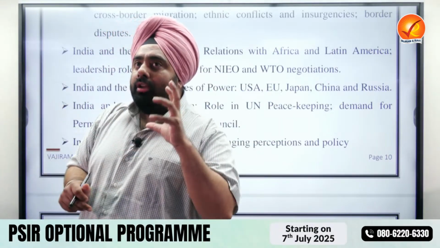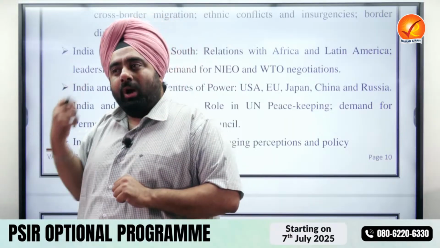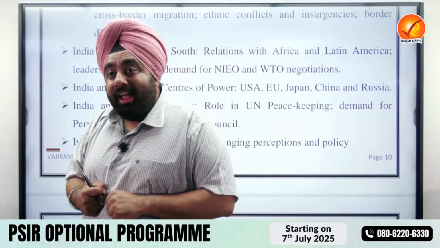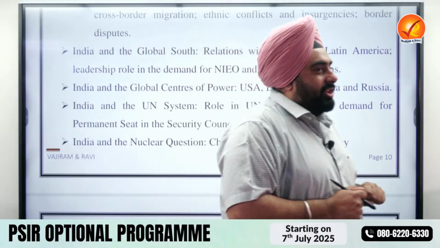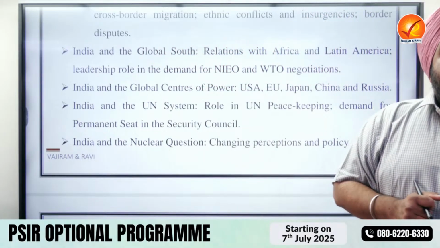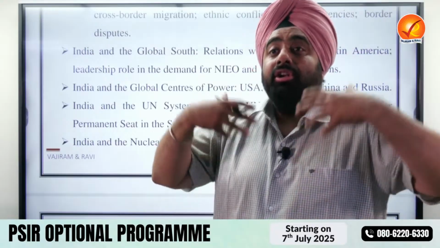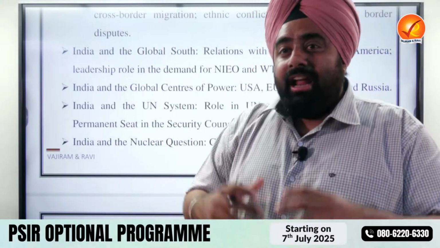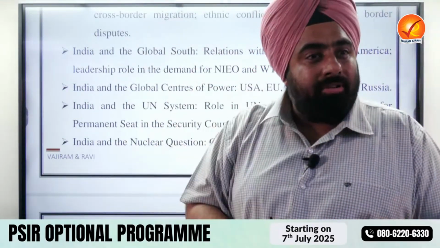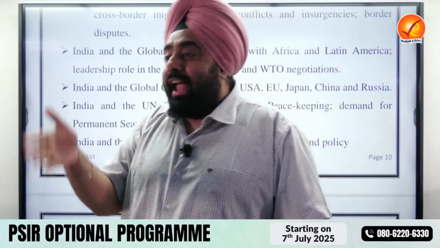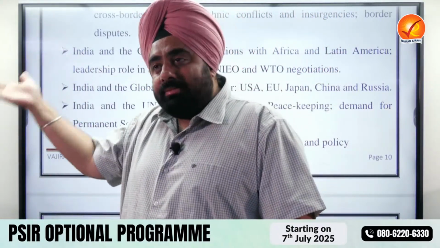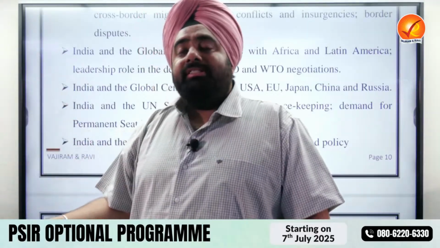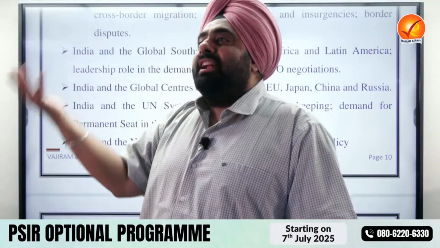So Global North is the rich world, Global South is the poor world, and India has an aspiration. Prime Minister Modi has an aspiration. What is that aspiration? India wants to become the voice of the Global South. India wants to become the leader of the Global South. Global South would include what? Africa, Latin America, South Asia. These places are part of the Global South. And India wants to represent them in the world.